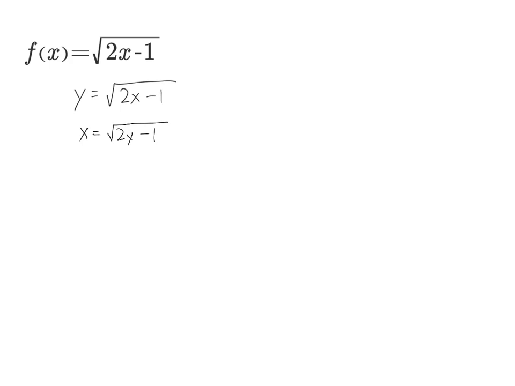So I'm going to get rid of this square root. So I'm going to square both sides. And you end up getting x squared equals, well, that reduces with that, and you get 2y minus 1. Add 1 to both sides. So you end up getting x squared plus 1 equals 2y. Now divide by 2, divide by 2. So you end up getting y equals x squared plus 1 over 2.